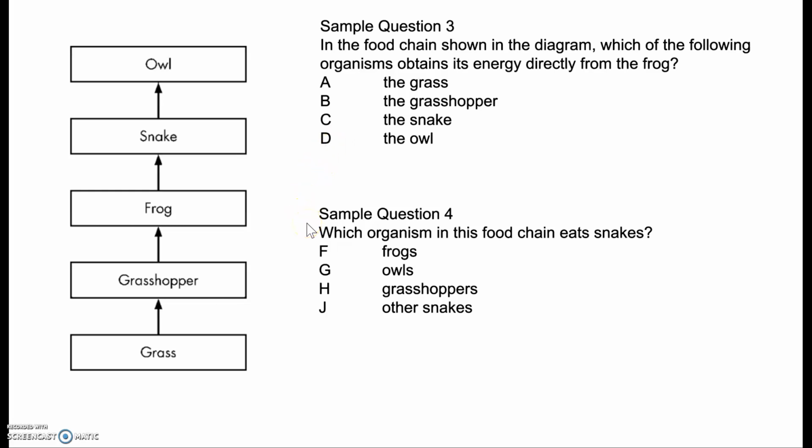Next, sample question 4. Which organism in this food chain eats the snakes? So we already answered that question based on dissecting the diagram and answering the previous question. We know that it is an owl because the feeding relationship goes backwards. We know that owls eat snakes. So if you said G, that is absolutely correct.